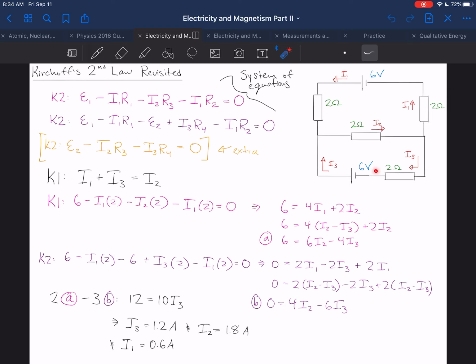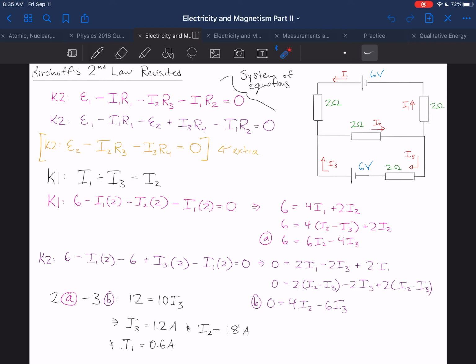We can start anywhere we want. Usually I start at the battery. So if our third loop is in this direction, then we're going to go up EMF2, and then cross I2 R3, this particular resistor, in the same direction as the current, so minus I2 R3, and then again minus I3 R4 equals 0. So this loop, that yellow loop, is also pretty straightforward.